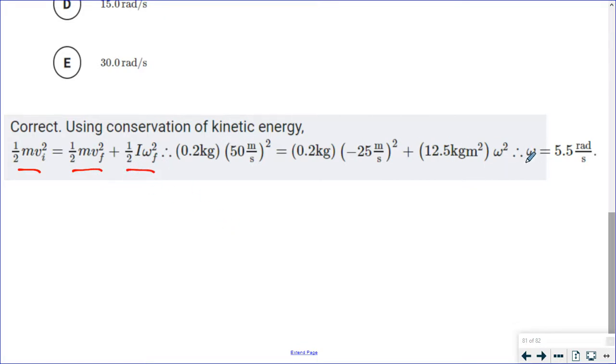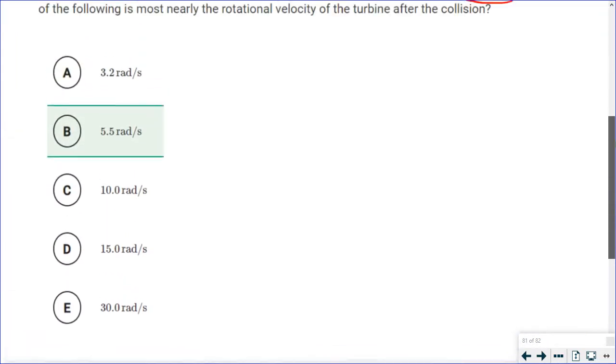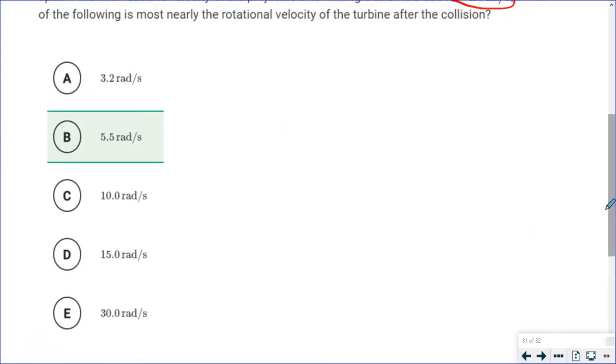If you plug in your values there, your negative here, we're squaring our final velocity of that object. It doesn't matter that it rebounded. This is not momentum. Energy is not a vector. It's just a scalar. And this gets squared, so it comes out to a positive value, and you get 5.5 radians per second. So your correct answer is B right here.